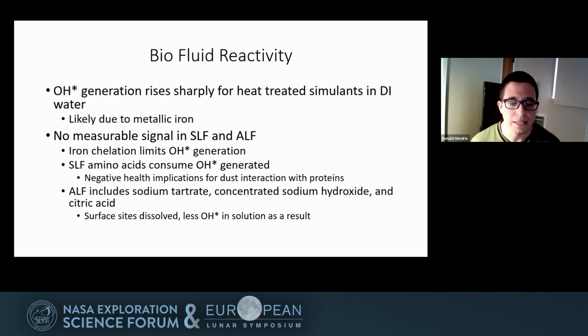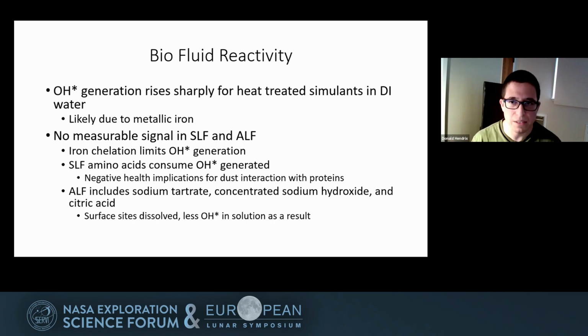And on top of that, the negative health implication of the OH radical reacting with the amino acid is that since your proteins are made up of amino acids, if you inhale any lunar dust that immediately starts generating massive amounts of OH radical, that's going to interact with all the amino acids that make up your proteins. So then your proteins may start to unfold and denature and lead to a whole bunch of other bad stuff.